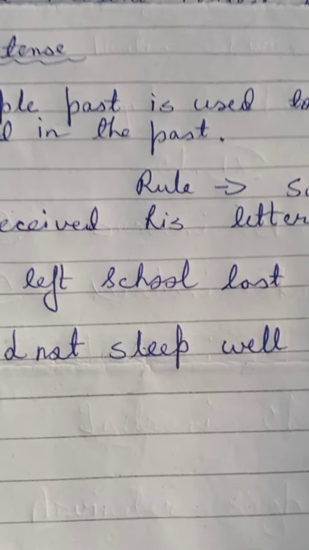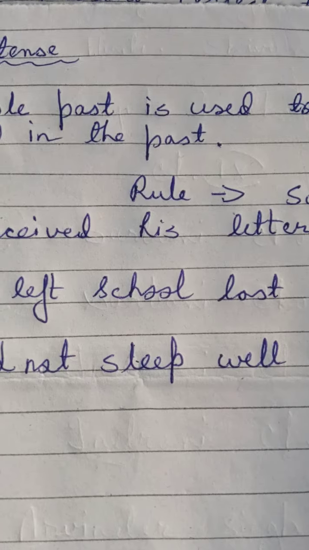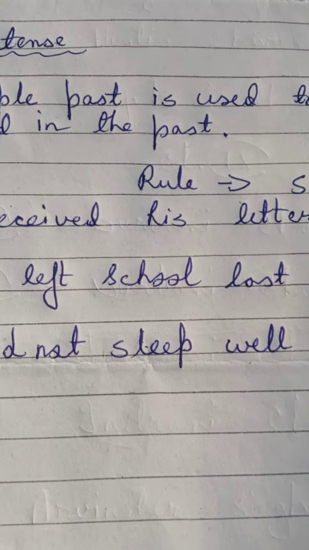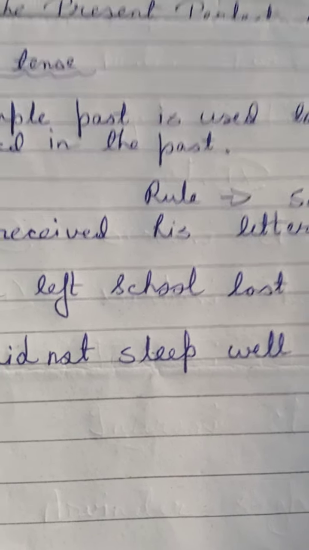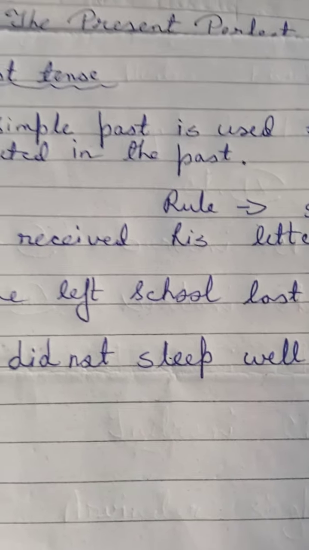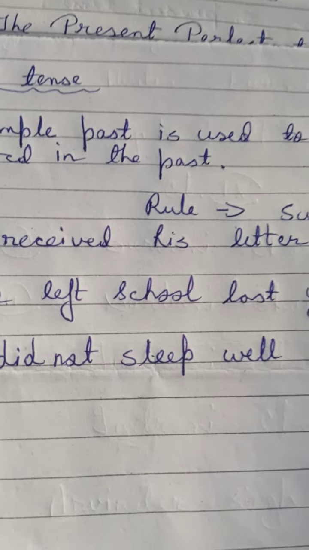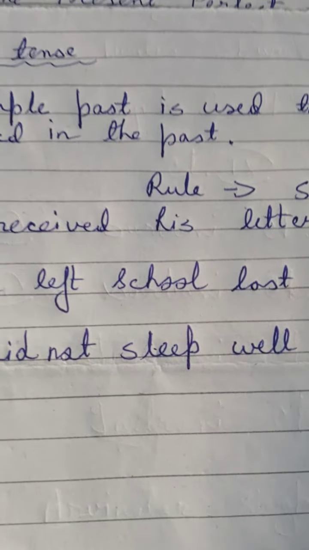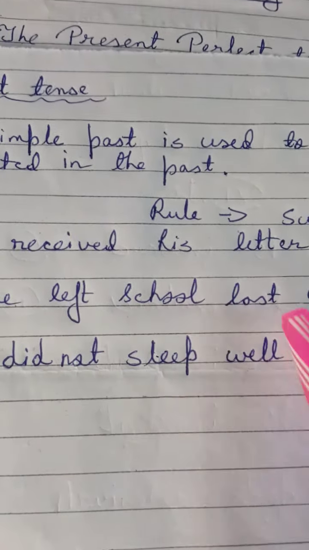But if I tell this sentence in present perfect tense, what will happen? I have received his letter. And I will not say a week ago. A week ago is not necessary because it is present tense. I have just received his letter, meaning just now. But if I want to tell it in past tense, meaning a week ago or yesterday I received, then I cannot say I have received his letter. It will mean that I have received his letter just now. I received his letter a week ago.